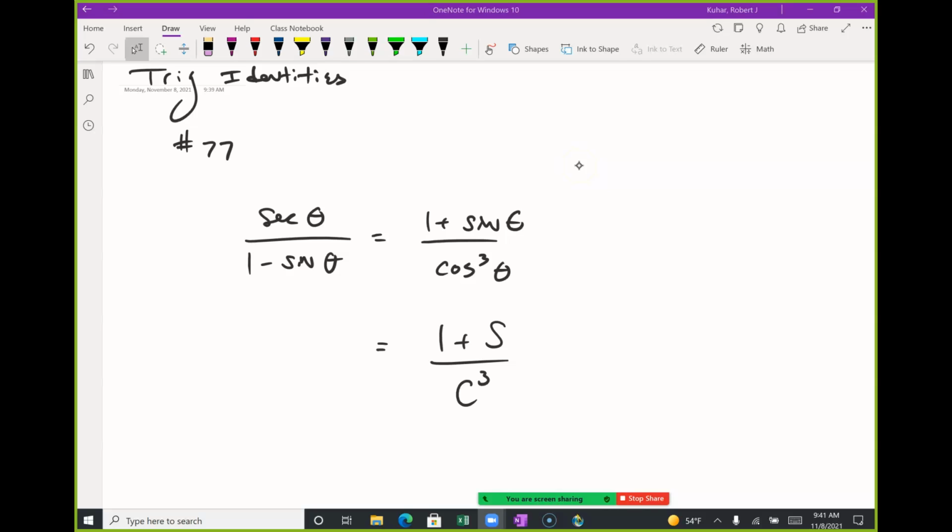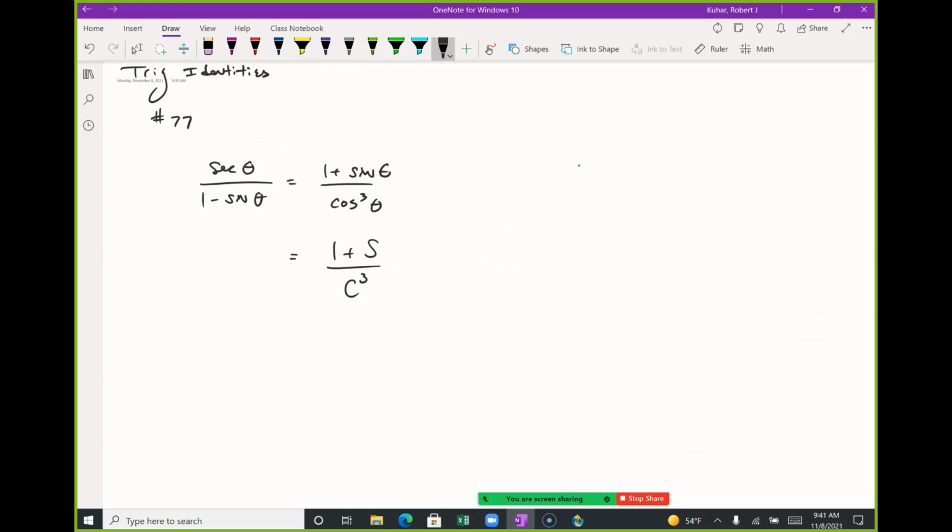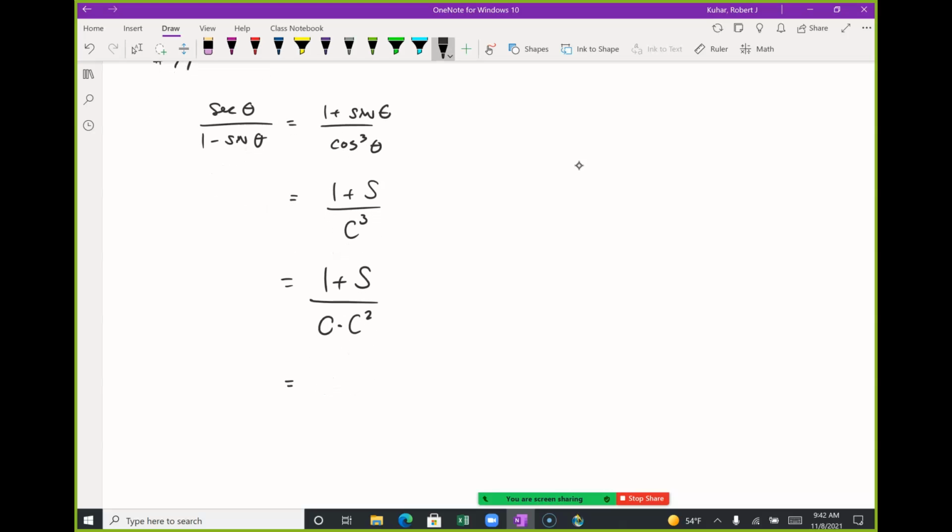So 1 plus sine all over cos cubed. It's looking like a conjugate to me. Why am I thinking that? Because of the 1 plus sine. When I see a 1 plus a trig or 1 minus a trig, I'm thinking conjugate. This one, it turns out I don't think I have to do it. But let's see what I can do downstairs. It looks like I have cos times cos squared. When I see a trig squared, or 1 plus or minus a trig squared, I'm thinking Pythagorean. What's my identity for cos squared?